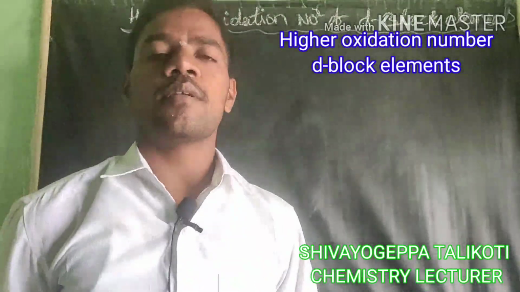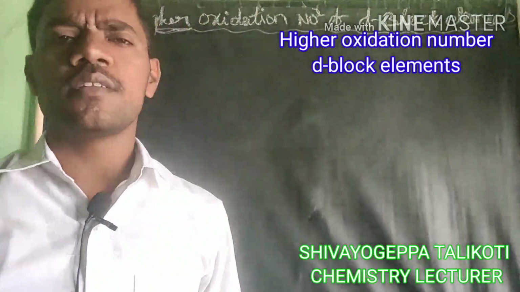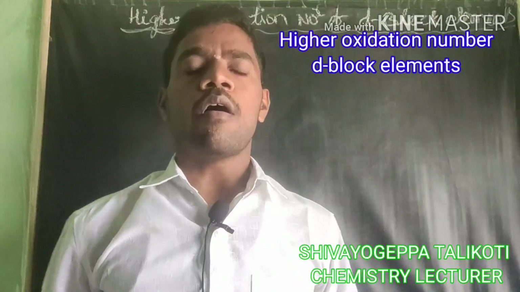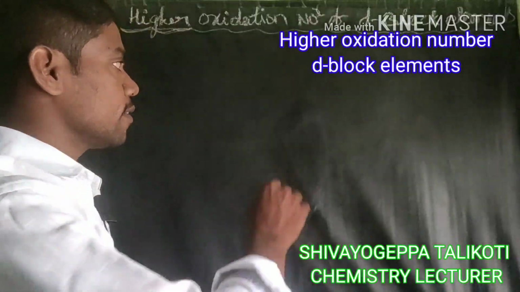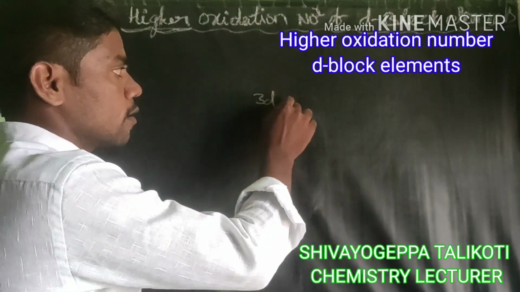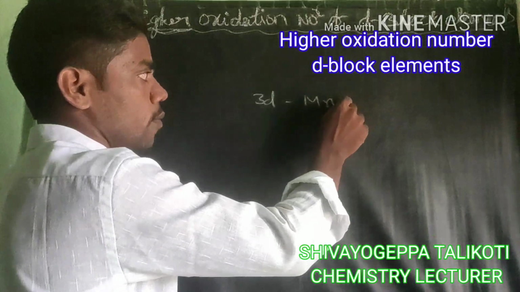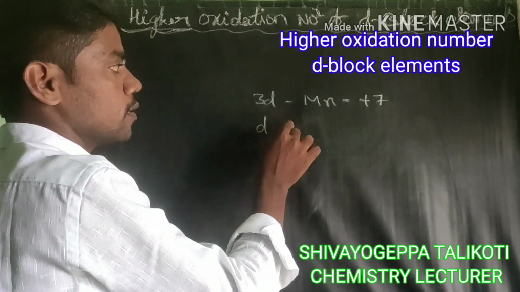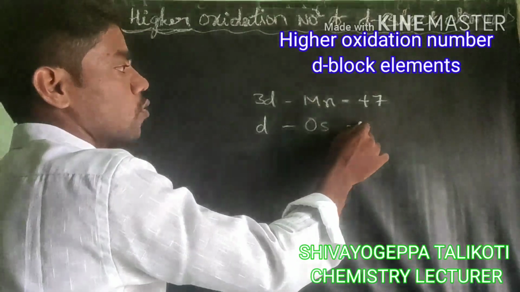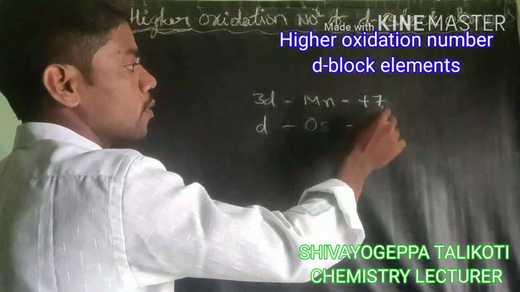The higher oxidation number of the D block elements. It is very simple. All D block elements are there. Among the D block elements in the 3d series, manganese shows the highest oxidation number, +7. In total, among D block elements, osmium shows +8 oxidation number.